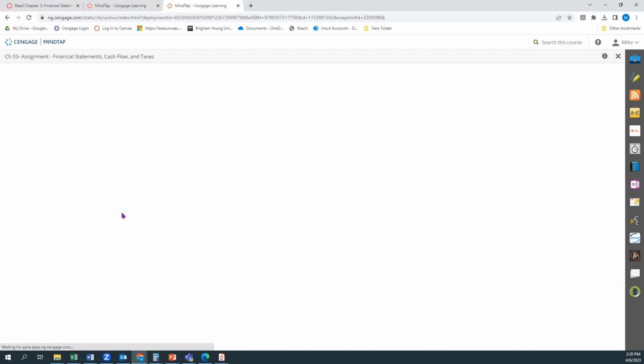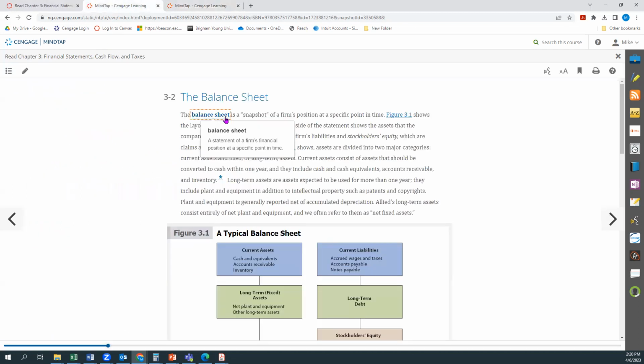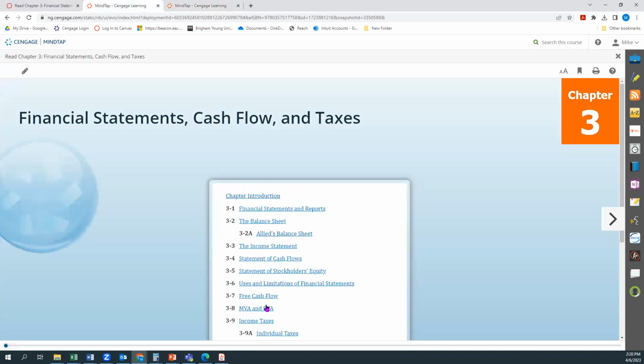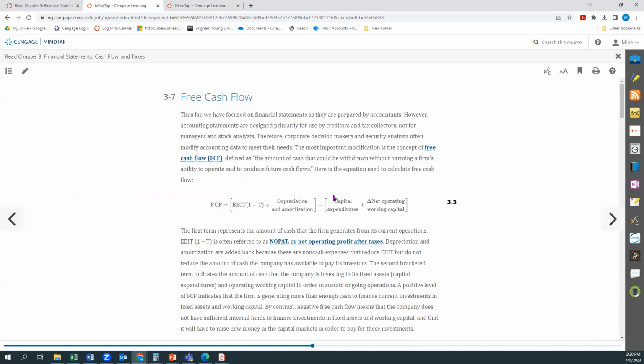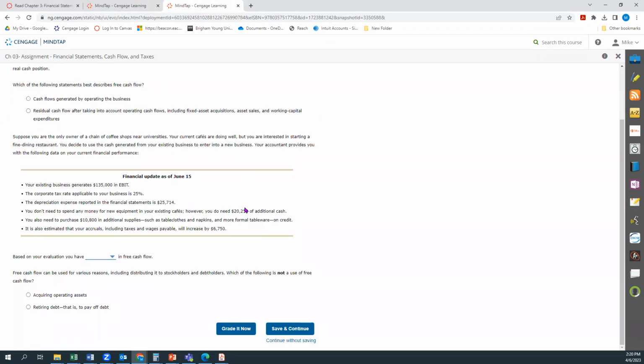Free cash flow is just, again, here's a definitional thing. You can look that up in the book. Again, we could go here. We could look at free cash flow. And it's going to give us a definition right there. So I think that's the sort of stuff that you can figure out. And I don't want to do too much here for you.